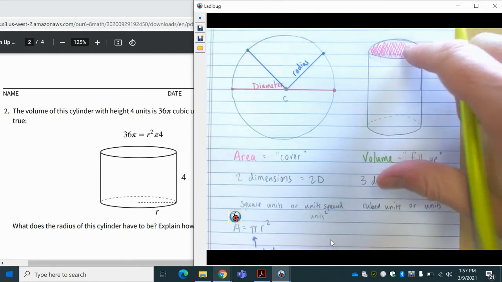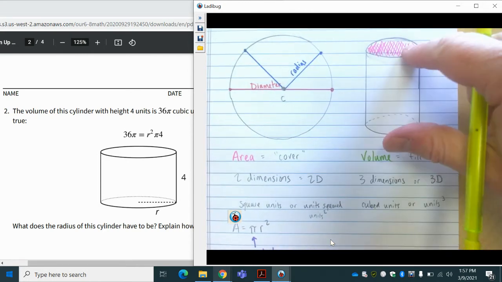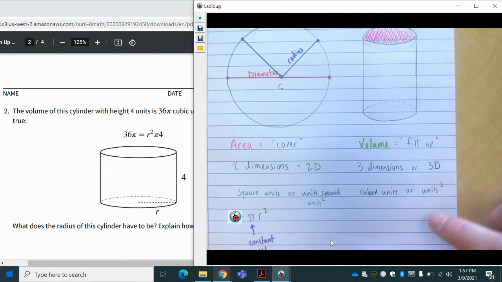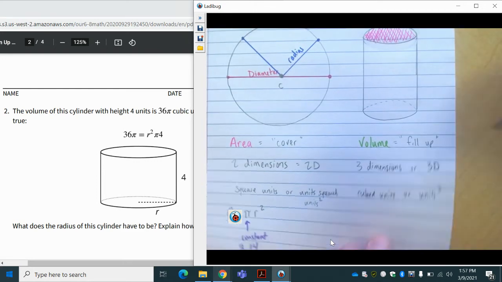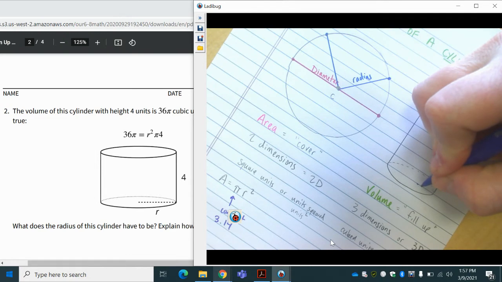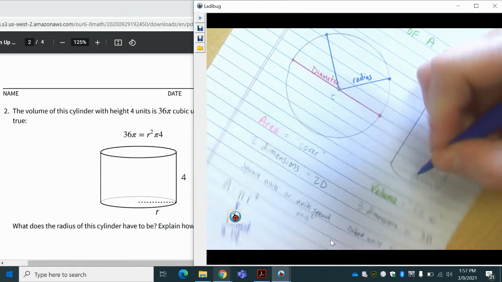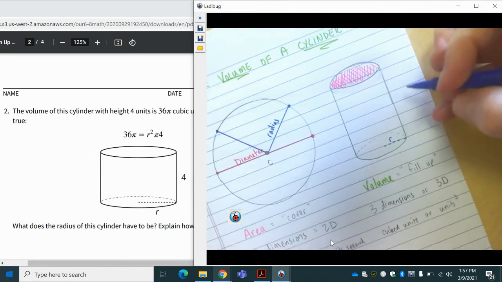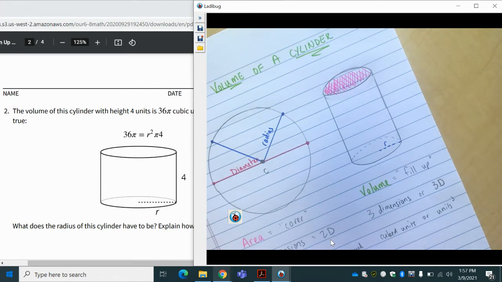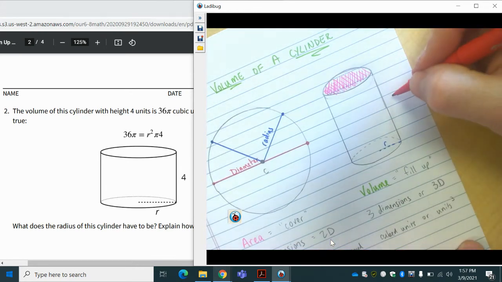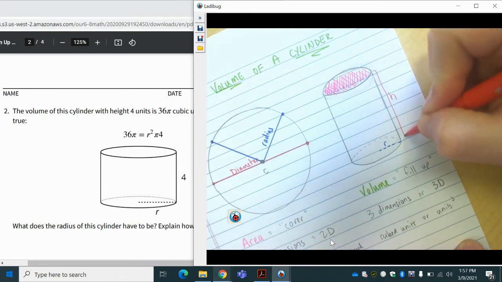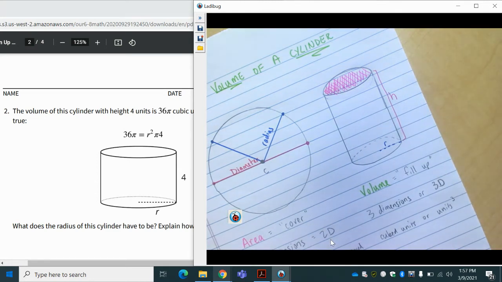It's got the same kind of shape at the top and the bottom, the base, it's a circle, but it's got 3 dimensions. And that's because when you see here, you've got your radius on your base circle, one of your bases, your radius. Here, you've got the height. So this right here is the height.